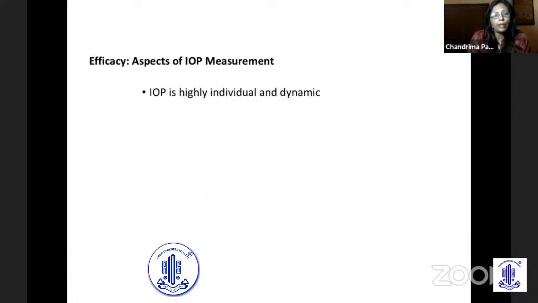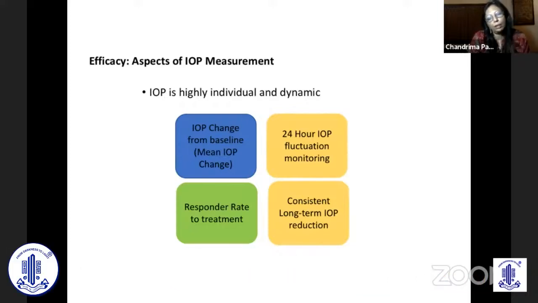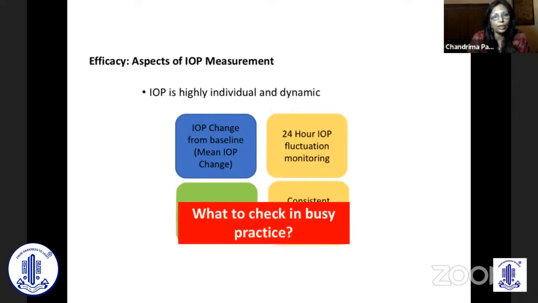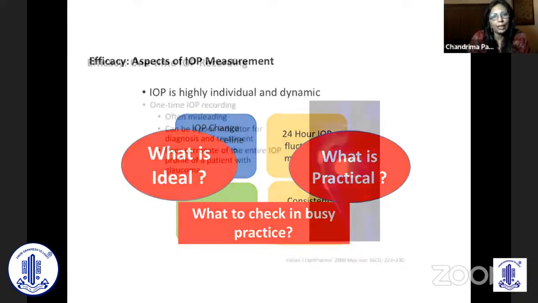The efficacy aspects of IOP measurements. IOP is a highly individual and dynamic measure. IOP changes from baseline, the mean IOP change. Baseline IOP is always what we are looking at, but sometimes we cannot do it because the patient doesn't have records and we haven't seen the patient first, already on anti-glaucoma drugs. 24-hour IOP fluctuation monitoring is a challenge, which Dr. Samira also spoke about, and the responder rate to treatment needs to be seen, and persistent long-term IOP reduction is always a challenge. So what to check in a busy practice, what is ideal and what is practical, let us see.